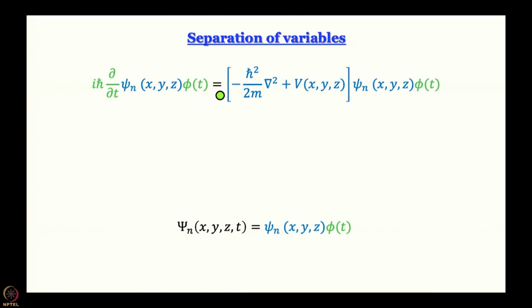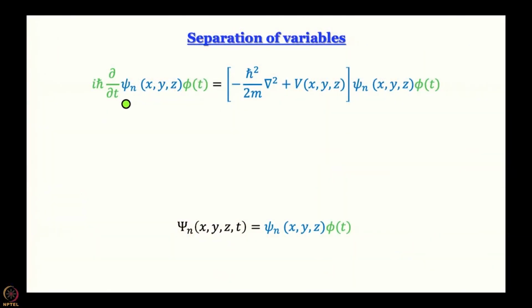For our benefit, the space dependent part is written in blue and the time dependent part is written in green. So not only do the wave functions have space and time dependent parts, the operators also do: one of them is time dependent and one of them is space dependent. Here what we see is that we have a mixture and our job is to separate them out. It is not very difficult to see how one can do that.